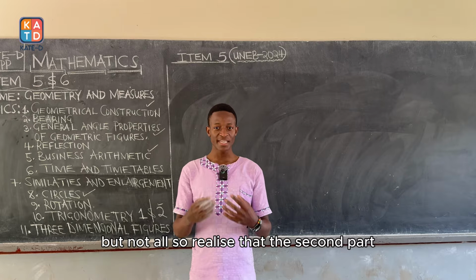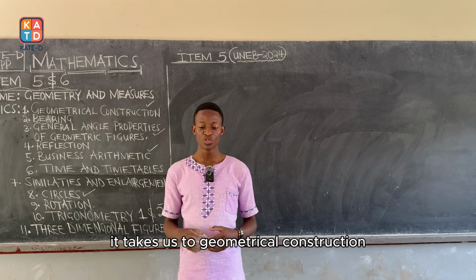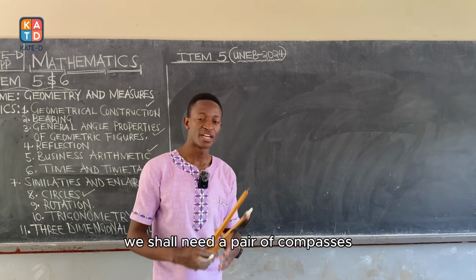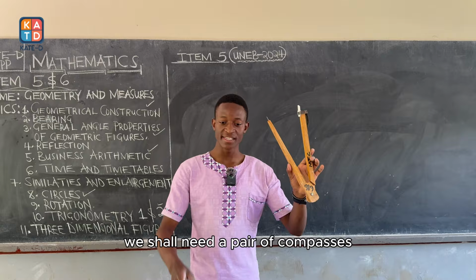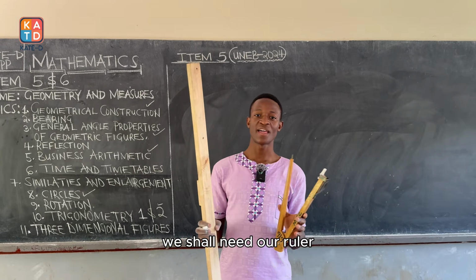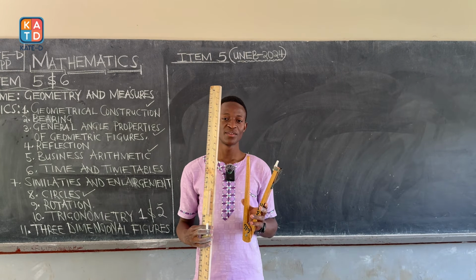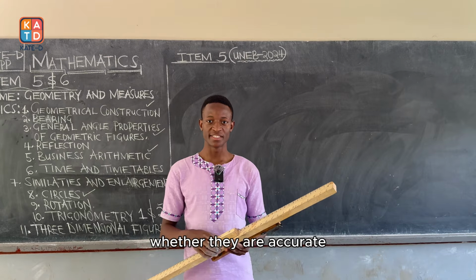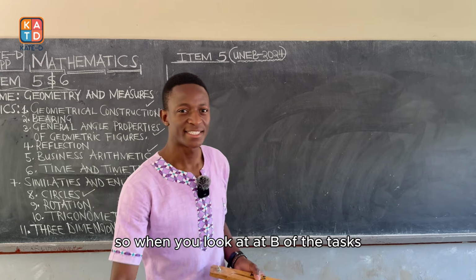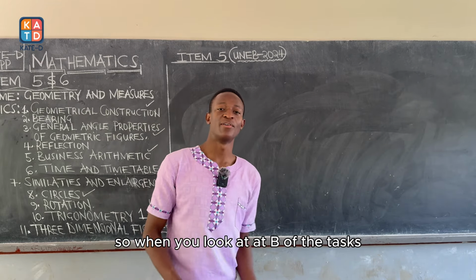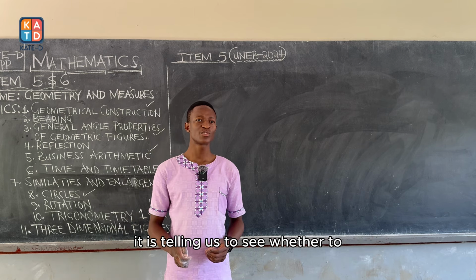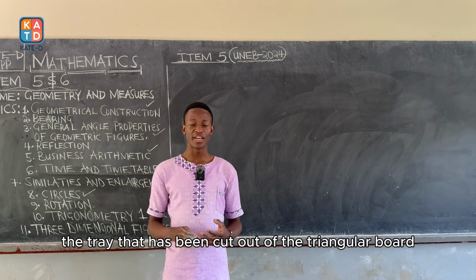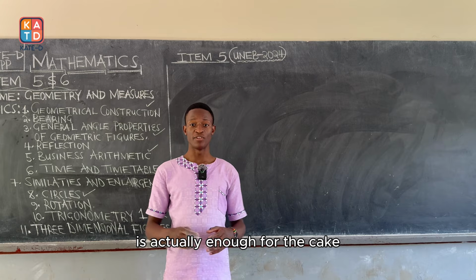So realize that the second part takes us to geometrical construction. And under geometrical construction, we shall need a pair of compasses, our ruler, and then a protractor as well to see what the angles are, whether they are accurate. So when you look at part B of the task, it is telling us to check whether the tray that has been cut out of the triangular board is actually enough for the cake.